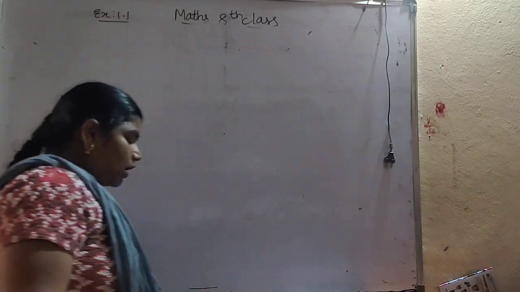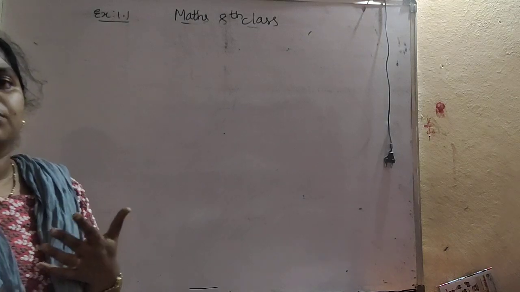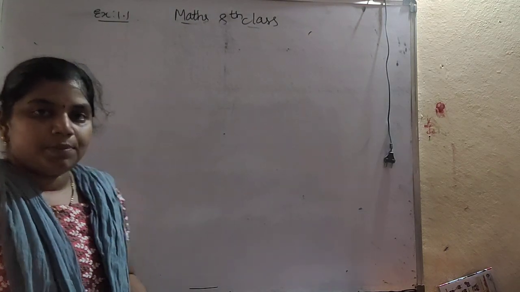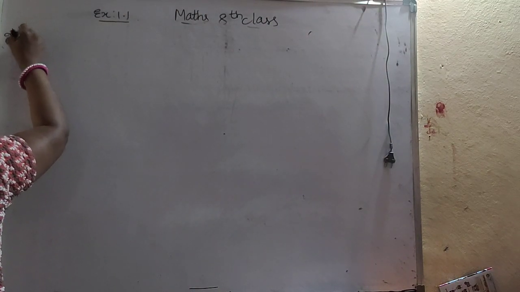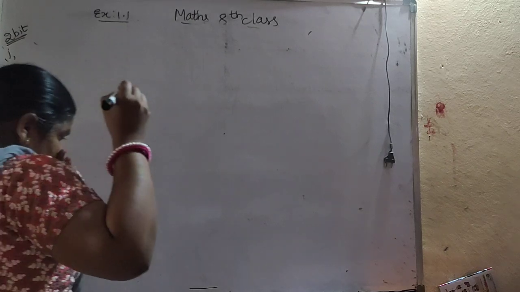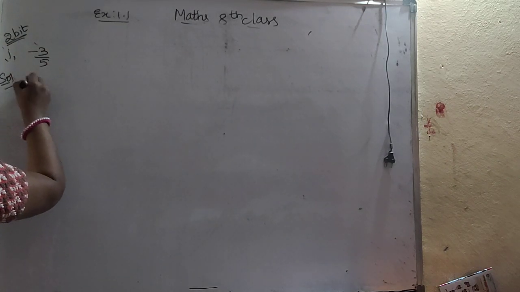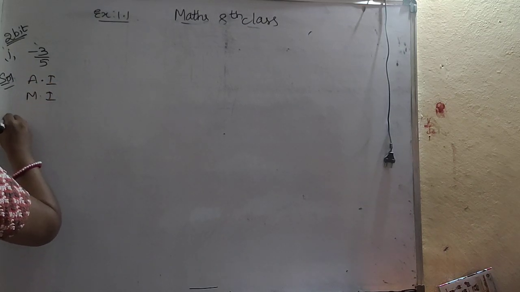Next is: write the additive and multiplicative inverse of the following. So they have given some numbers. We have to write the additive inverse of that, as well as the multiplicative inverse. So in that second bit, the first one is minus 3 by 5. For this you have to write the additive inverse as well as the multiplicative inverse.